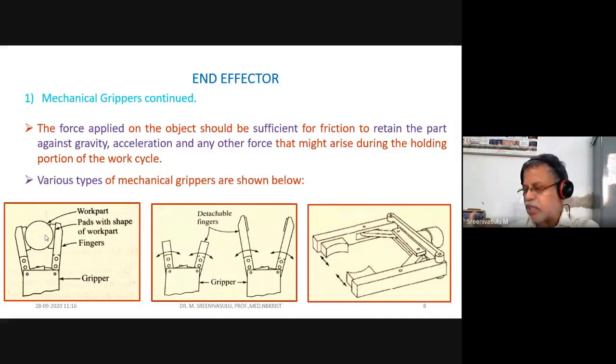And whatever force you are trying to apply will be transferred to the entire area with which it is trying to maintain contact. Now, if you want, you can have a detachable type of gripper. In one instance, you might need to use this type of finger. In the other instance, you might need to use that type of finger.